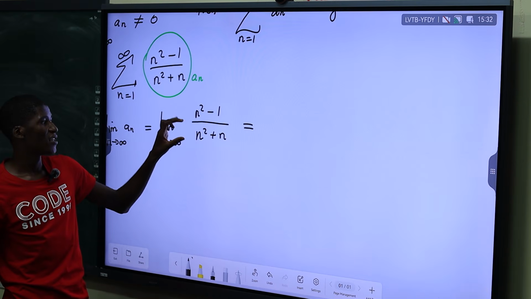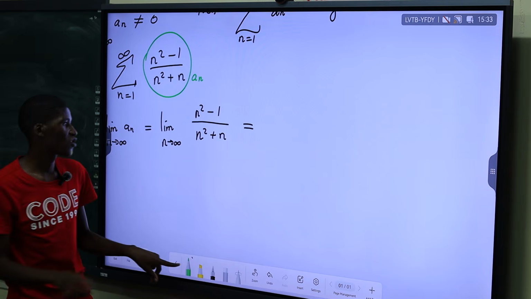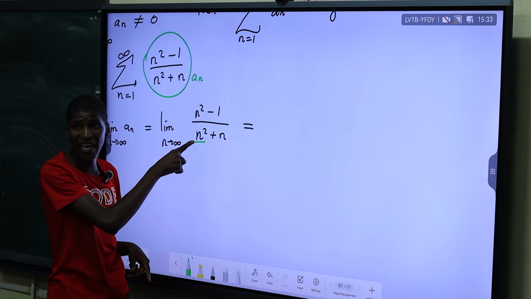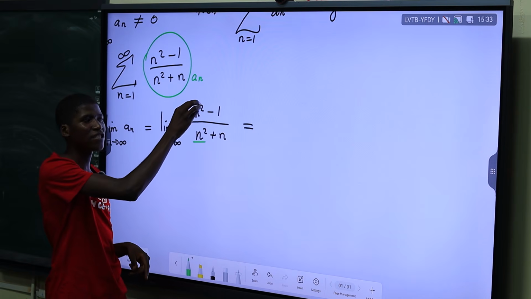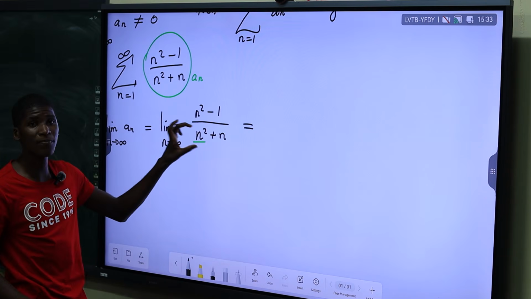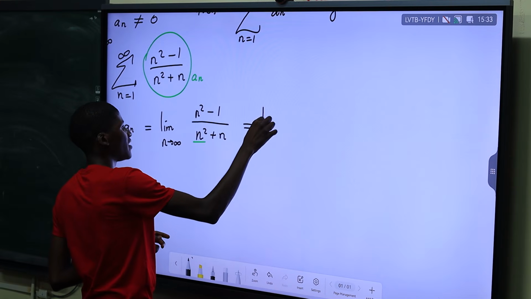So divide by the highest power, right? Yes. So in this case, in the denominator, the highest power will be n squared, right? So you're going to divide this by n squared, divide this by n squared, divide this by n squared, and also this by n squared, because that's the highest power in the denominator. That's just your Calculus 1 typical stuff.